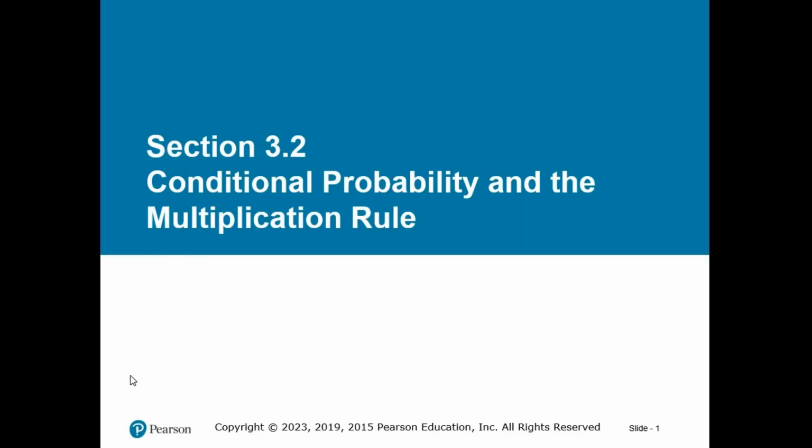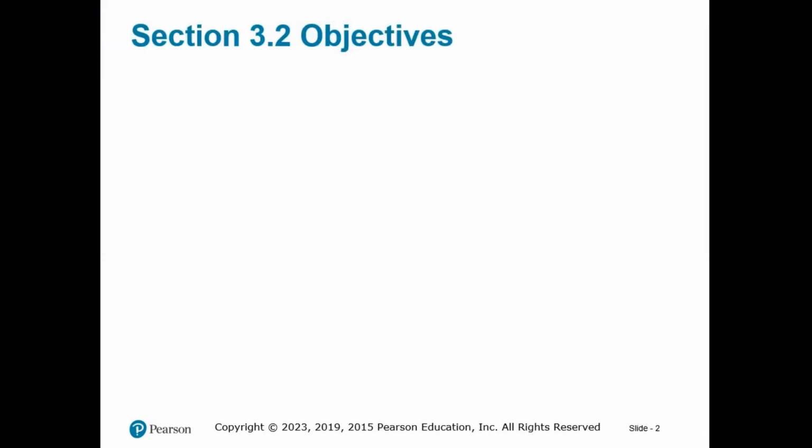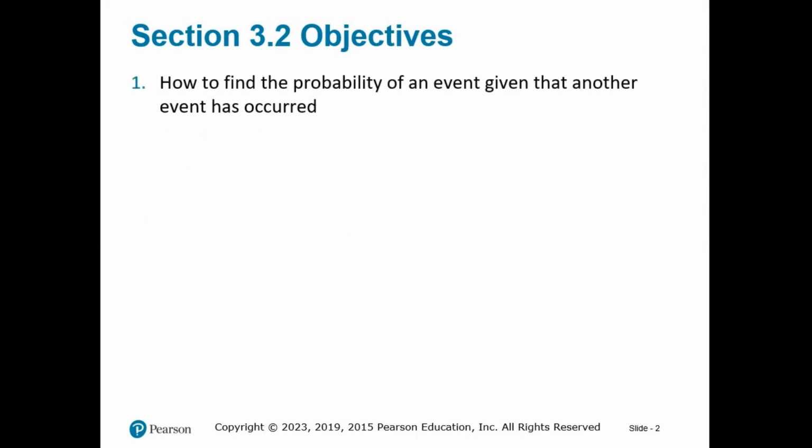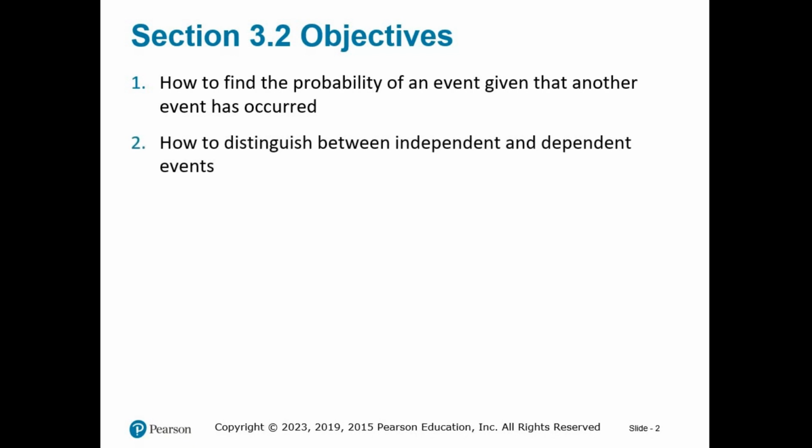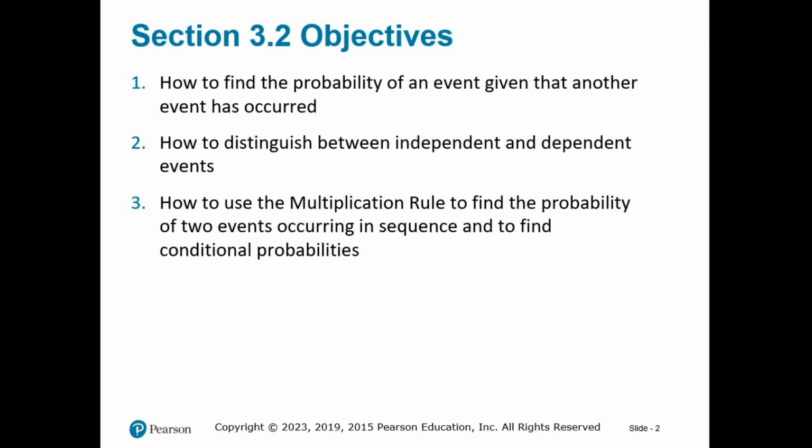Okay, let's get started. Welcome to the video for Chapter 3, Section 2. We're going to dig into some probability formulas this section. Specifically, in this section, we're going to learn how to find the probability of an event given that another event has occurred. We're going to distinguish between independent and dependent events, and we're going to learn how to use the multiplication rule. Let's get going.